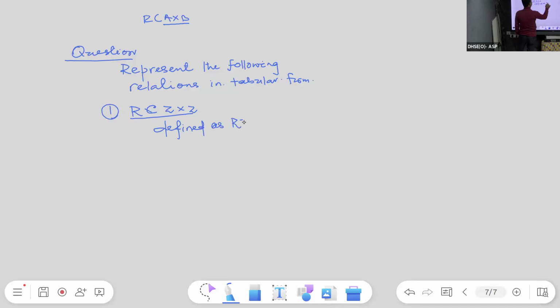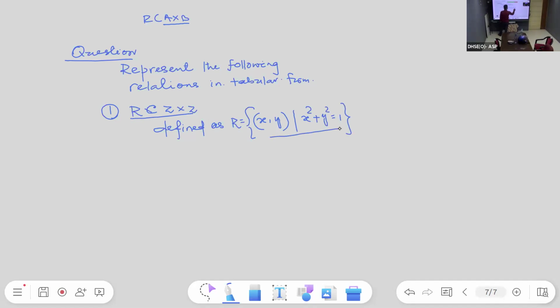R is the set of all xy ordered pairs such that x square plus y square is equal to 1.